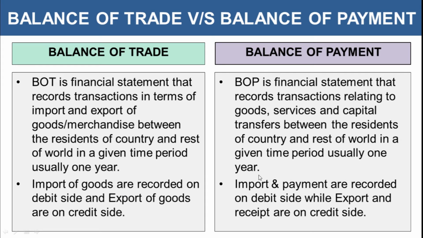But when we are talking about balance of payment, we will record all the import and payments on debit side, while all the export and receipt will be recorded on credit side. So here we are considering all the import and payments made. As we saw, services and capital transfers are also included. So that is recorded on debit side, whatever payment is being made.